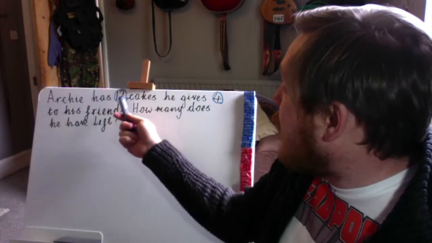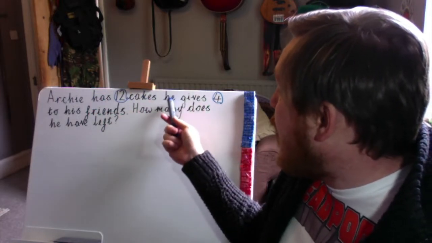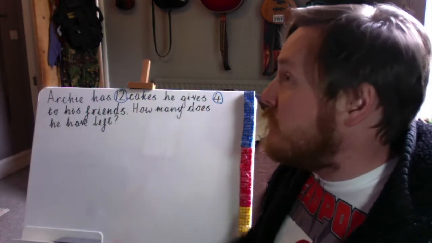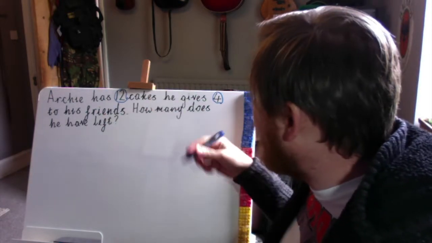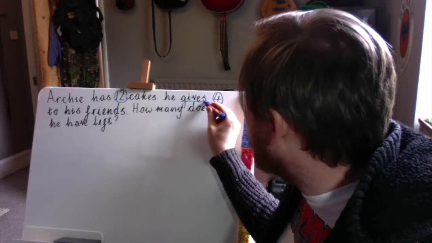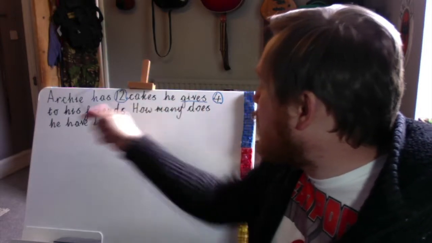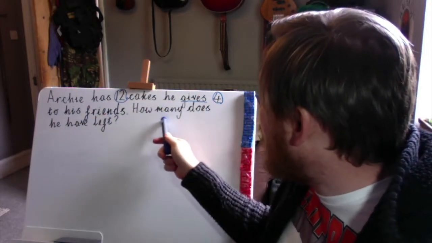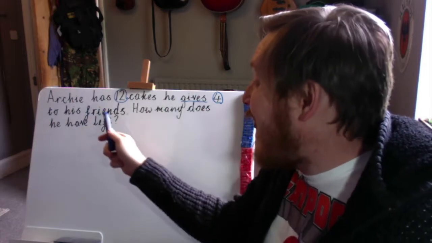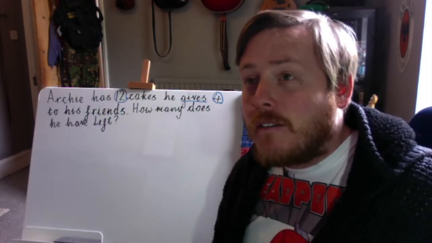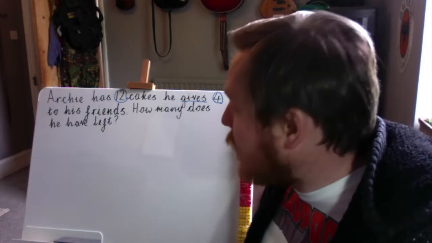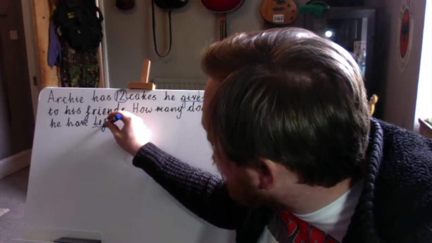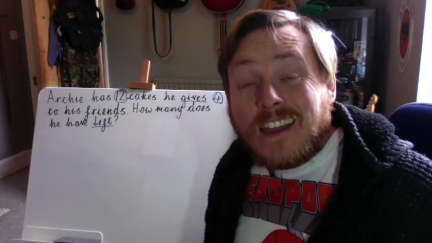Archie has 12 cakes. He gives. So if he's giving, his number's going to get smaller. So I think that word's going to help me. He gives 4 to his friends. How many does he have left? So I need to figure out how many he's got left. So again, his number's going to get smaller, so I think that one helps me as well. I found 2 words there that can help me.